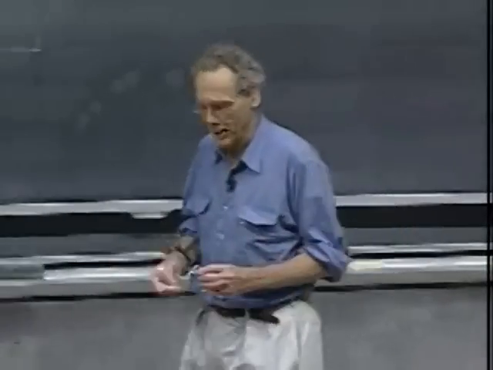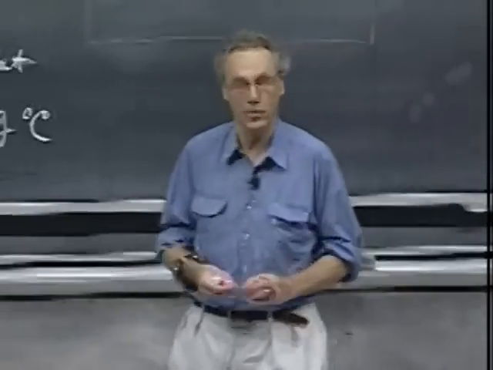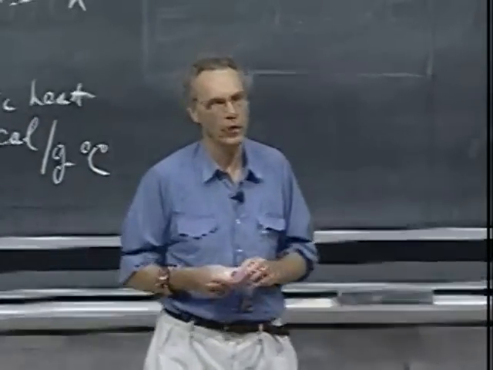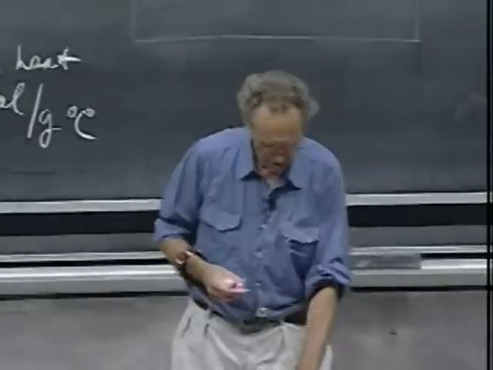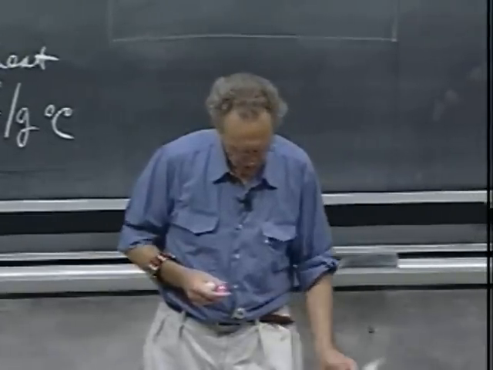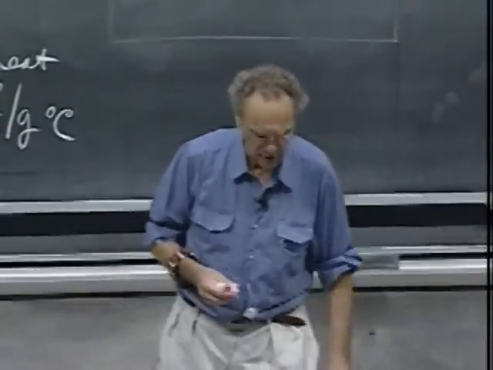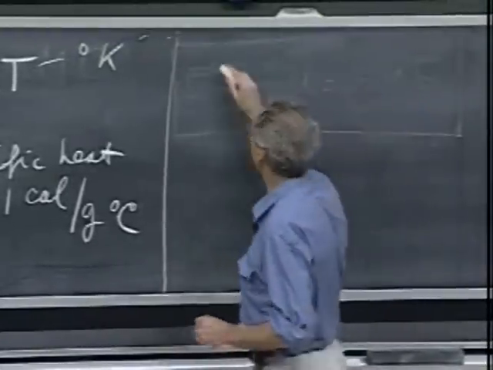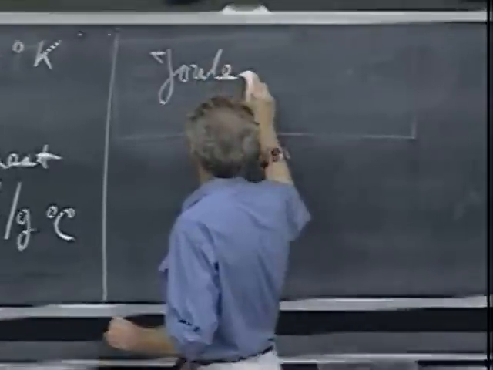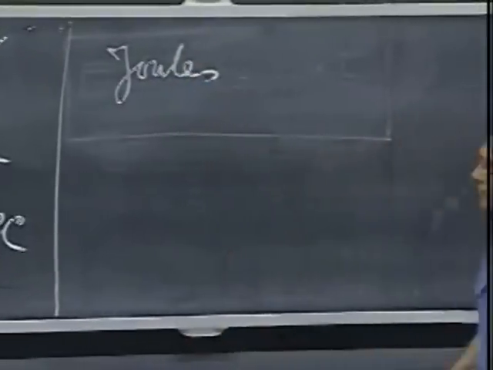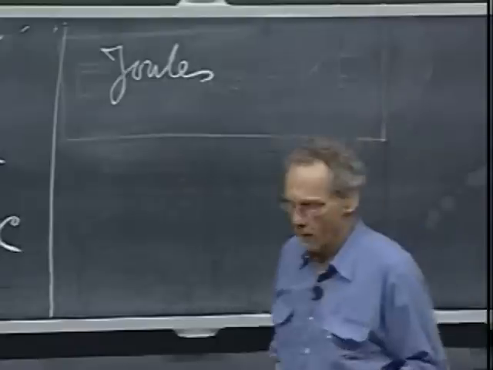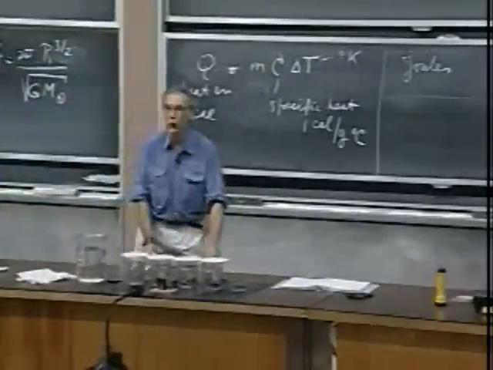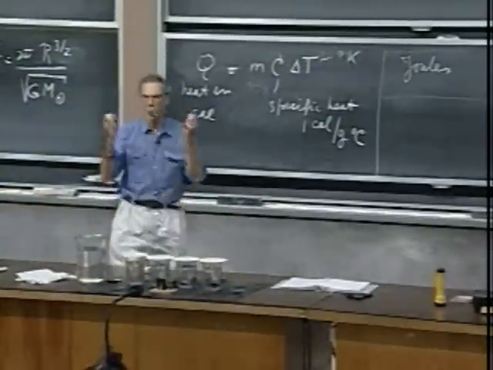Lead is unusually low. It's only 0.03. It's very, very low. Ice is only half the specific heat of water. Ice is only 1/2 calorie per gram per degree centigrade. The physicist James Joule, after whom we called the unit of work, was the first to demonstrate that heat energy and mechanical energy are really equivalent. He did an ingenious experiment.